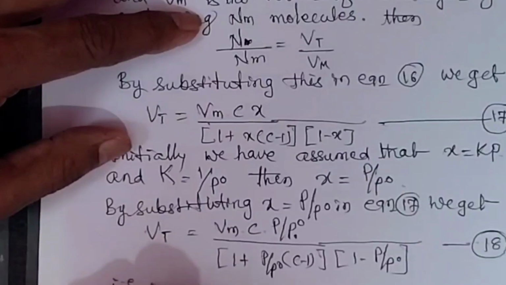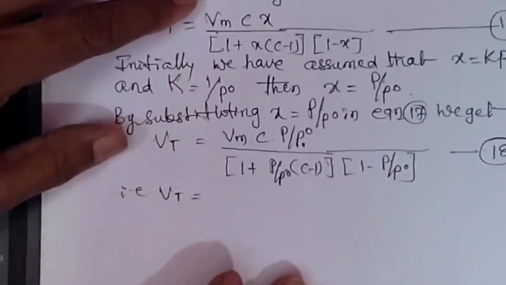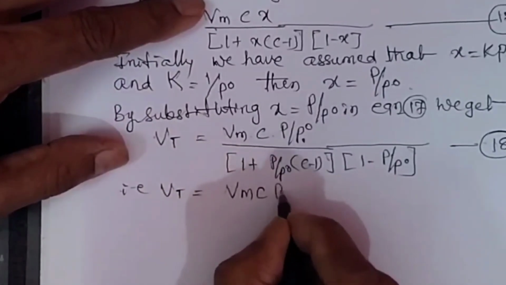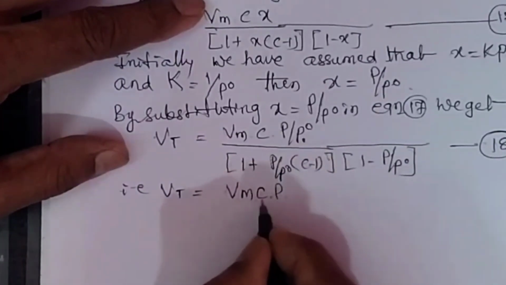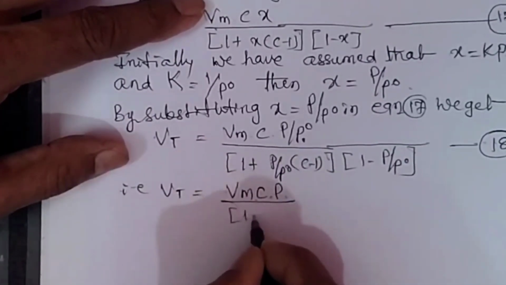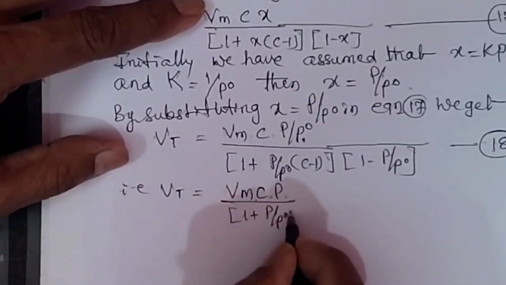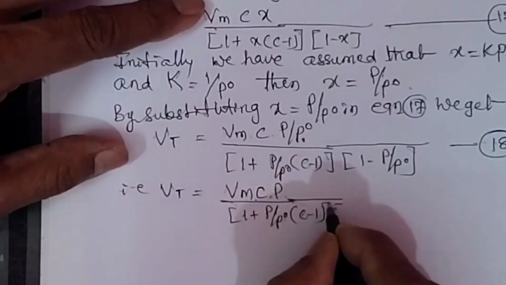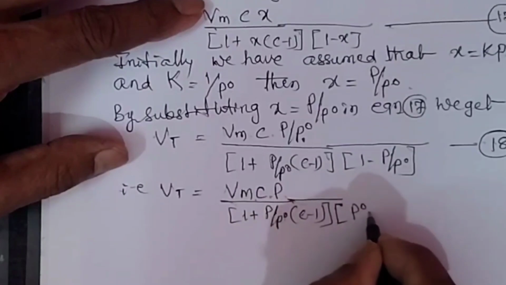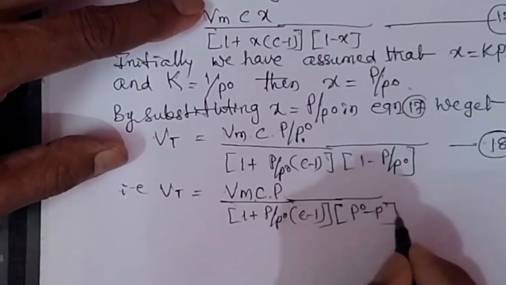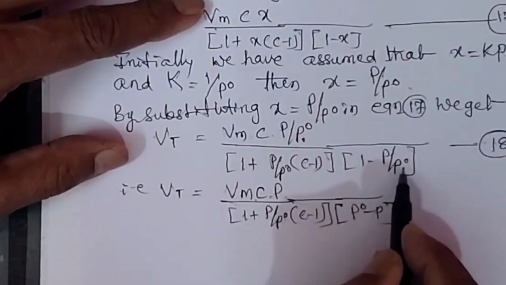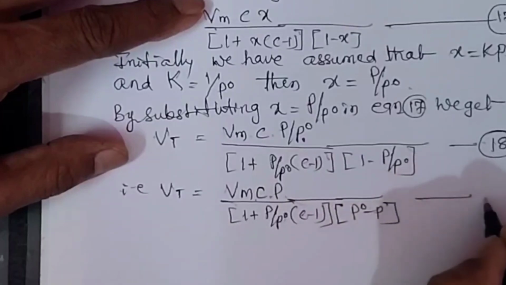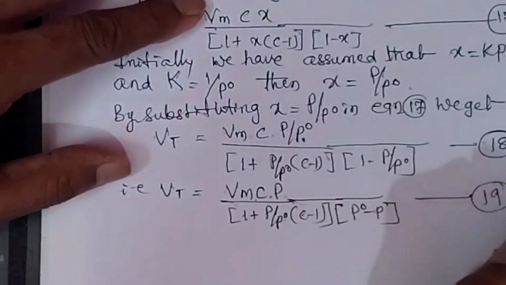That is Vt is equal to Vmc into P divided by 1 plus P divided by P naught into bracket C minus 1 square bracket into P naught minus P. Here P naught minus P divided by P naught, then this P naught gets cancelled, then you are going to get equation 19.